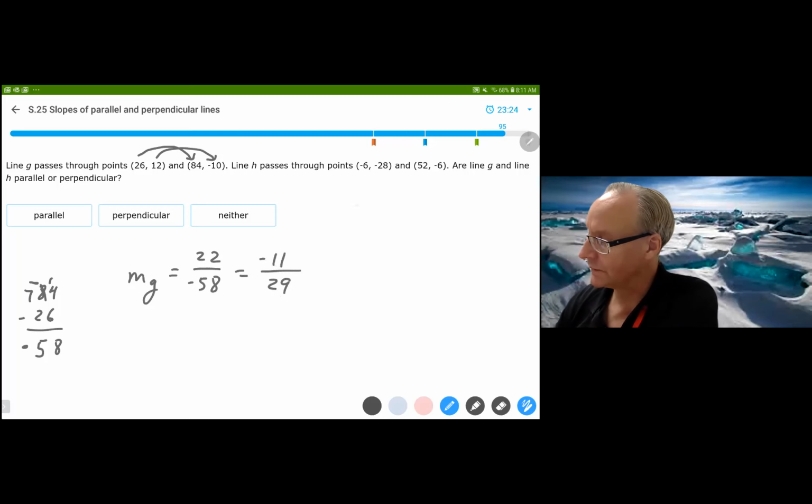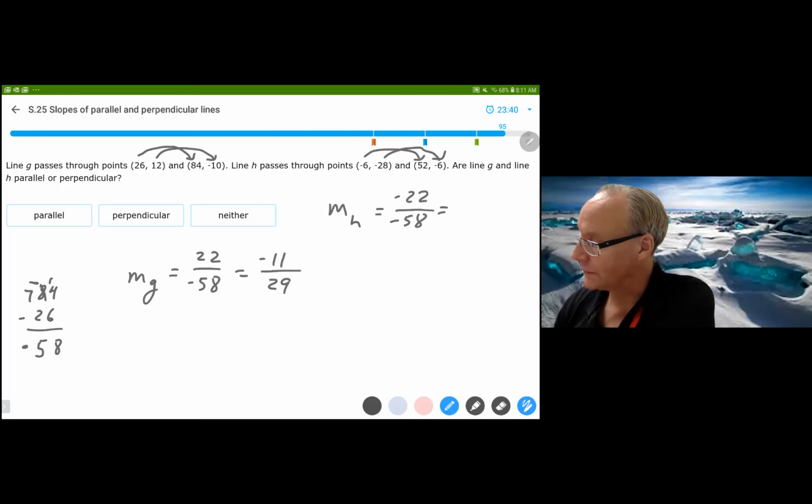Now I need to do the slope of line H. So I'm going to go in this direction. That's going to be negative 28 plus 6, which is negative 22. And I'm going to go in this direction, which is going to give me negative 58. And that is going to be positive. Let's make sure I'm doing it right. Yep, that's going to be positive 11 over 29.